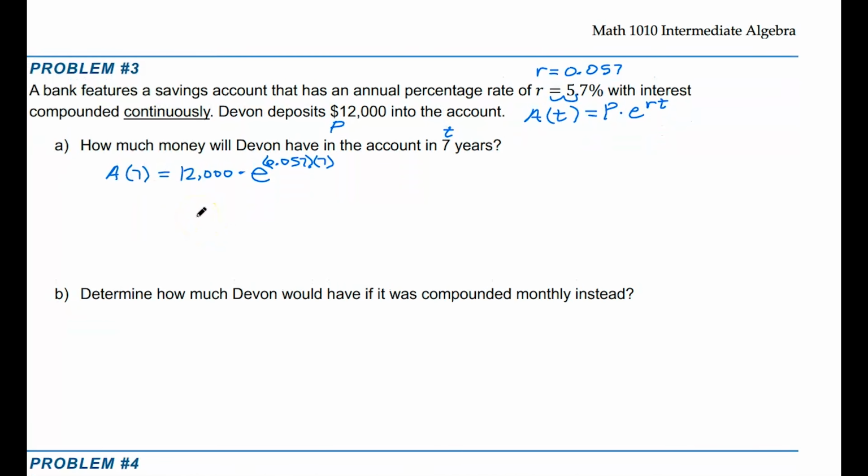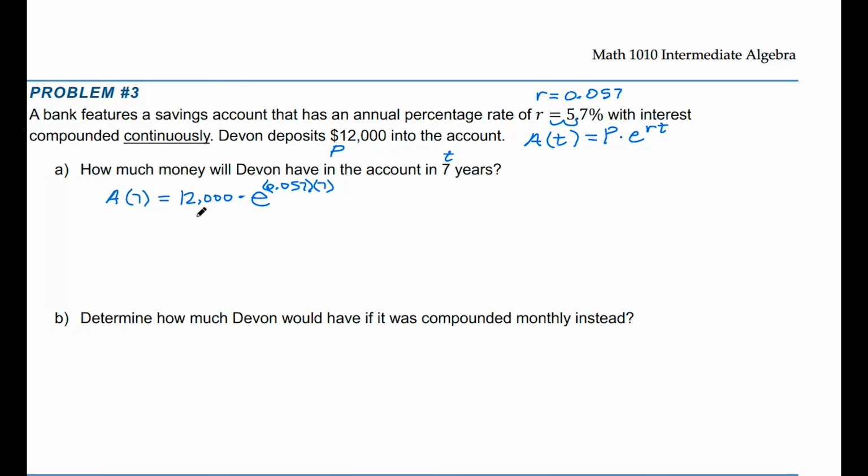So let's put those values in and see how much money Devin will have in 7 years. So notice when we do that, we have A of 7, because it's talking about 7 years, equals 12,000 times e to the 0.057 times 7 power. So remember, on your calculator, there is an e button. You might want to multiply those two numbers together first so that you know what that is when you're putting it into your calculator. When we multiply those together, I got 0.399 is going to be our exponent on e.